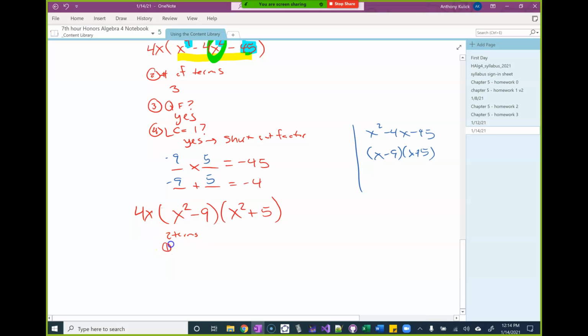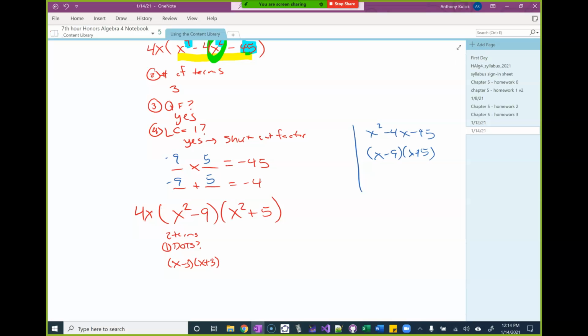So the first thing I check in the 2-term branch is: is it a difference of 2 squares? Definitely is, right? And that's like a first semester question. We could just factor that to x minus 3, x plus 3.